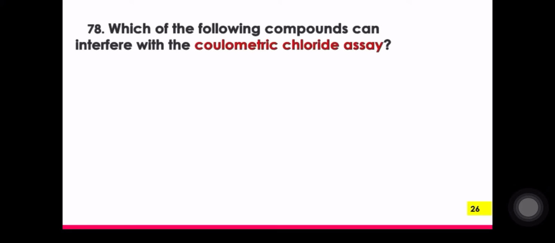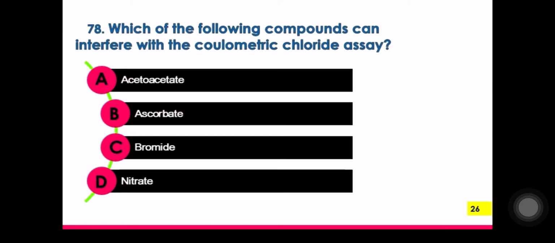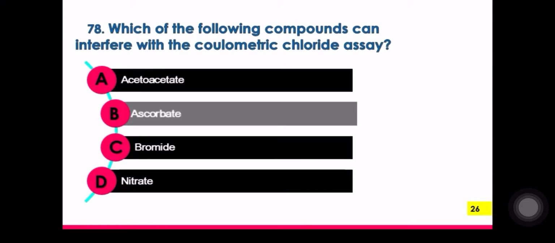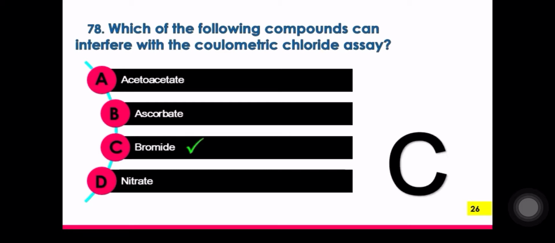Next, for number 78, which of the following compounds can interfere with colorimetric chloride assay? Is it letter A, acetoacetate? Letter B, ascorbate? Letter C, bromide? Or letter D, nitrate? Again, which of the following compounds can interfere with the colorimetric chloride assay? Correct answer is letter C, bromide.